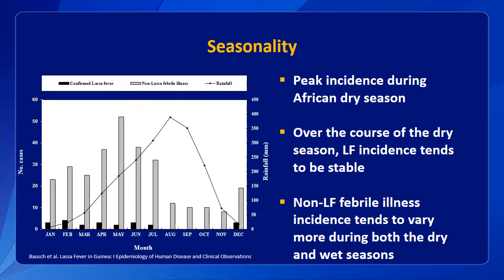This graph depicts the incidence of Lassa fever cases and non-Lassa febrile illness by month and average monthly rainfall in Sierra Leone over a 1-year period. As you can see, there is a peak in Lassa fever cases during the dry season. However, over the course of the dry season, Lassa fever incidence tends to be stable. Non-Lassa febrile illness incidence tends to vary more during both dry and wet seasons.